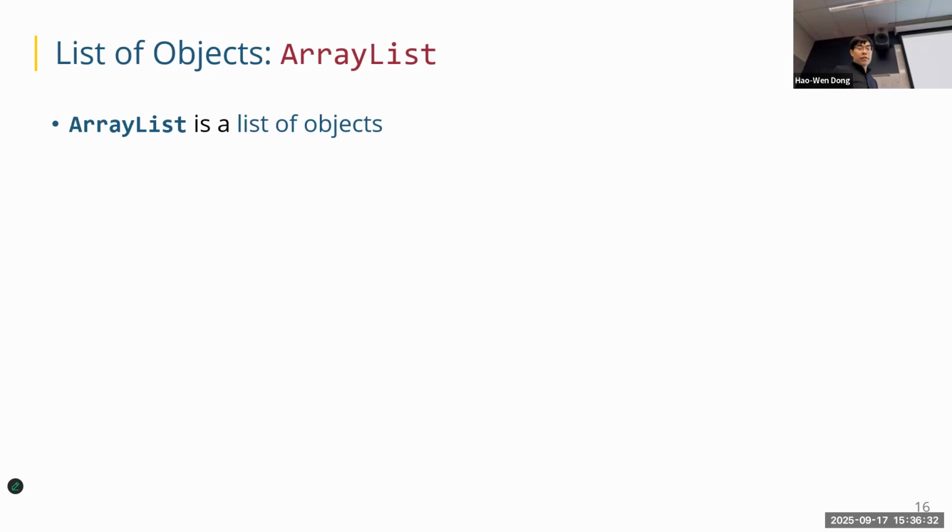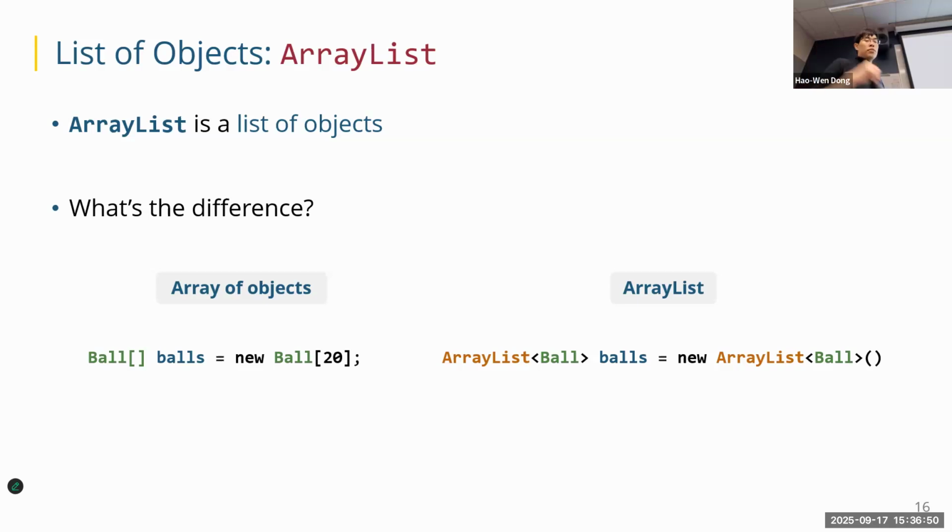Cool. So one of the things that we will be doing later is a list of objects. That's very confusing. So ArrayList is a list of objects. It's a very unfortunate name, but anyway, that's ArrayList. So think about these two things. Ball, square bracket, balls, new Ball 20. This will initialize an array of 20 objects. This is sort of like what you will be doing in homework 3.